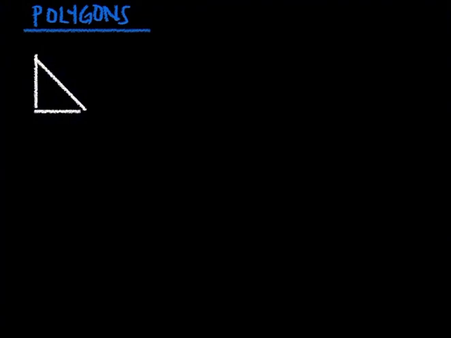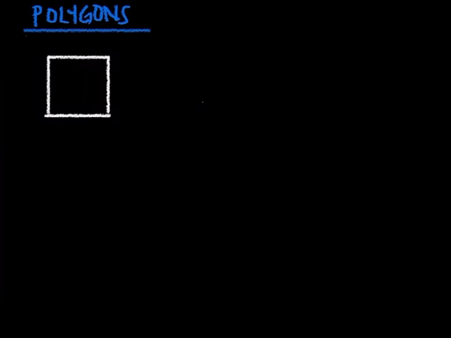Now, let's say we remove this line here and then we replace it with a curve. This can no longer be called a polygon because polygons are made of straight lines. So for it to be a polygon, it has to be made of straight lines and it has to be closed.